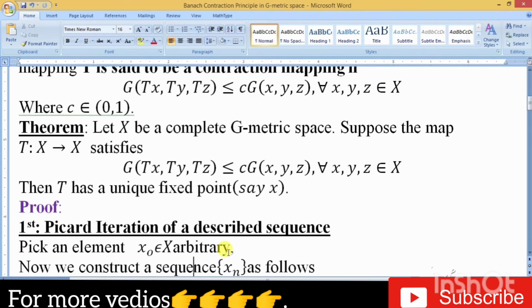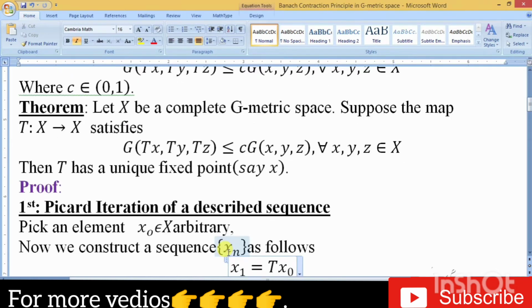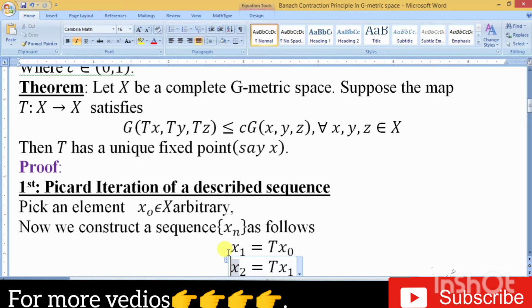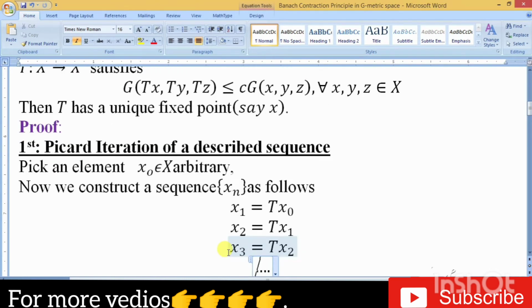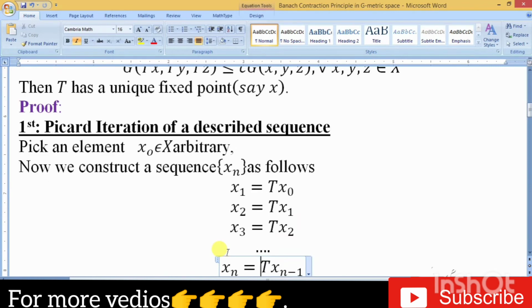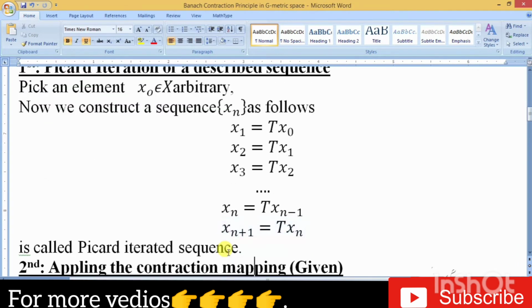Let's see its proof. Its proof consists of 4 steps. The first one is the construction of a sequence. In this manner, I am going to describe the terms of a sequence. You can see from the screen. It is a Picard iteration sequence.